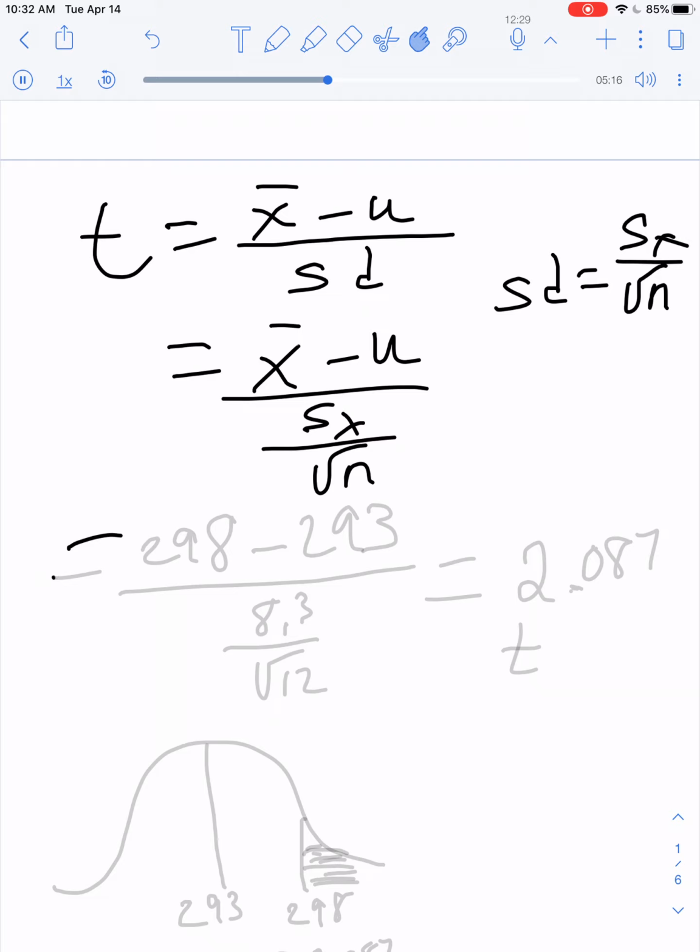So let's plug in our numbers in this case. We have the average of 298. We're going to go, the average nationally was 293. My standard deviation from up here was 8.3. And we have a sample size of 12.